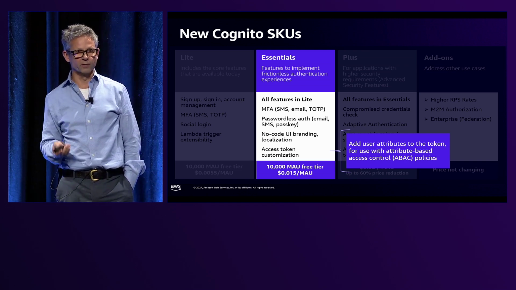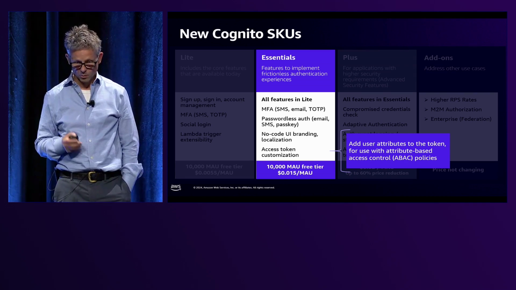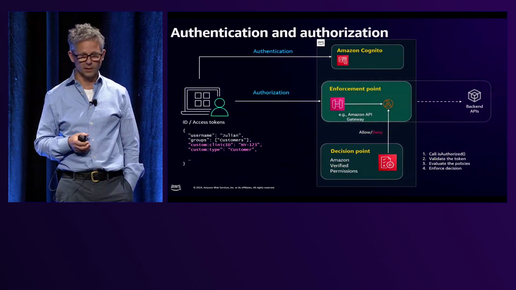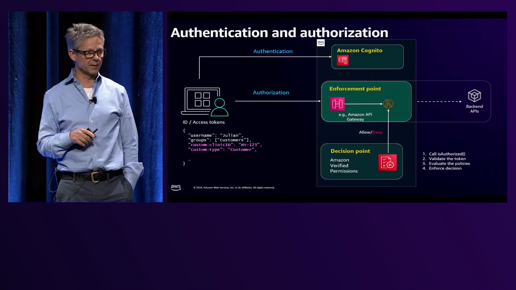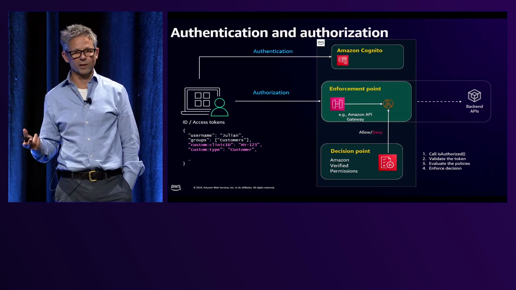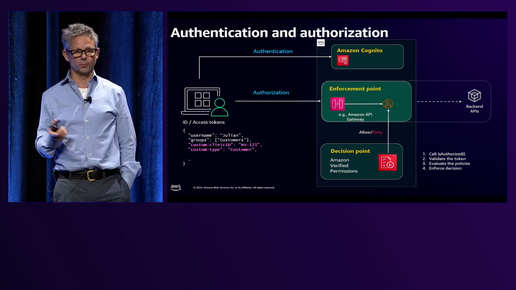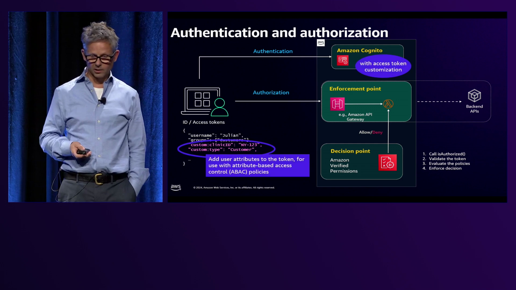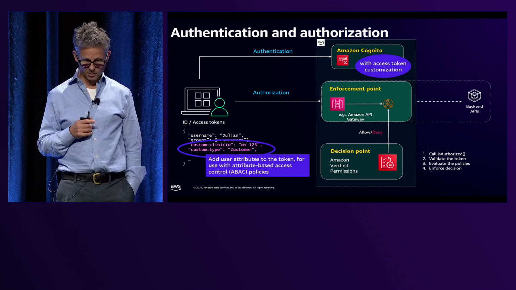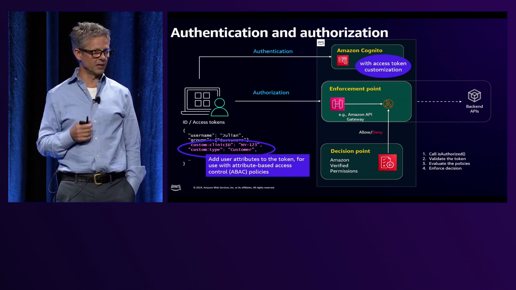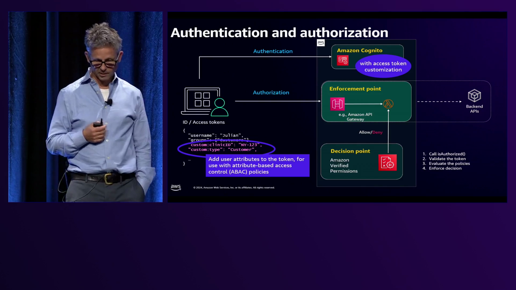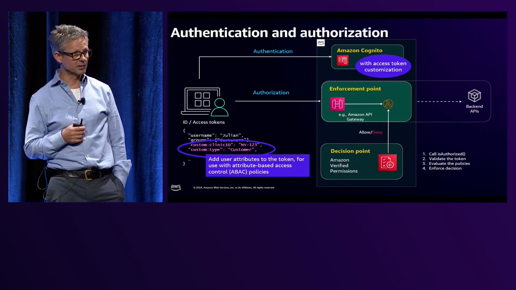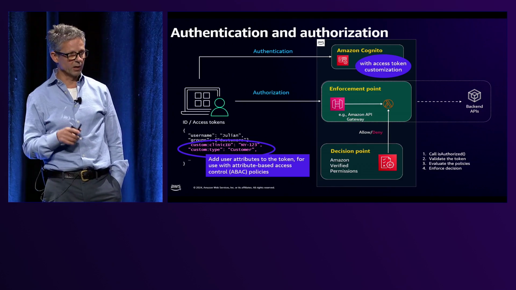And why is that relevant to authorization? Well, access token customization enables you, as the name suggests, to customize your access token to include attributes from the user. So now I can customize my access token so that it includes these additional custom attributes, clinic ID and type. And why is that relevant to authorization?